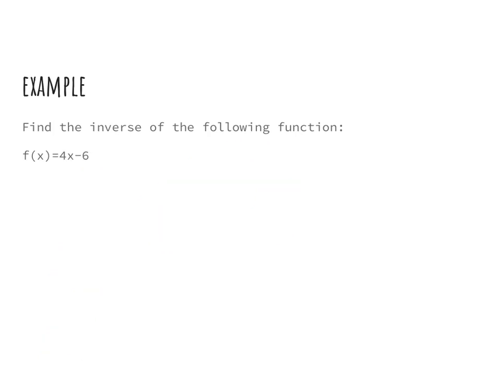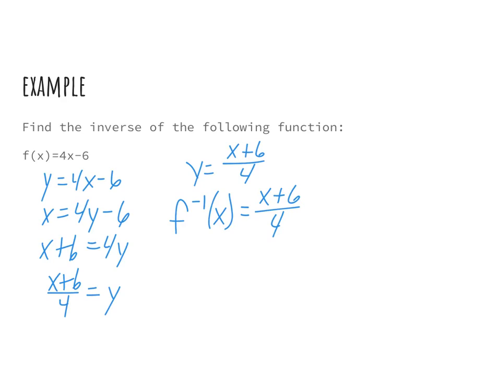Go ahead and pause the video, do this last one on your own, and then hit play and see how you did. So once again, switch out y for f of x, and then we switch x and y. Solving for y, we add 6 to both sides, divide both sides by 4, rewrite it so y is on the left, and then again write it back in function notation, giving us an answer of f to the negative 1 of x is equal to x plus 6 over 4.